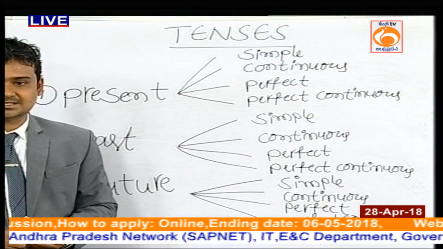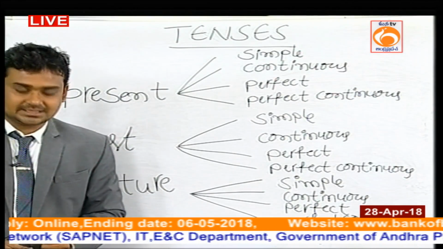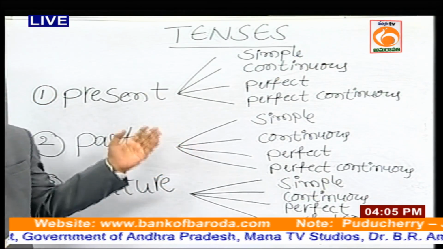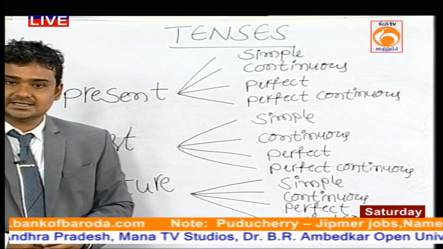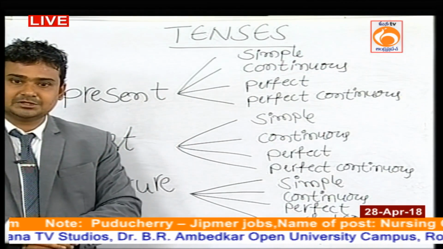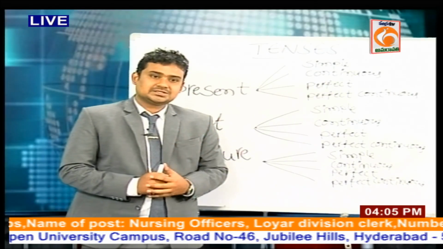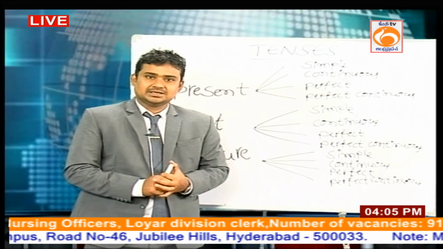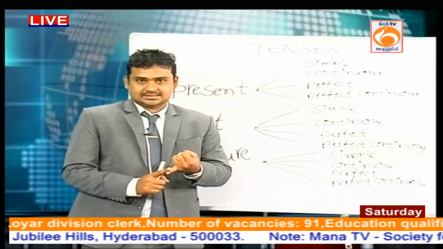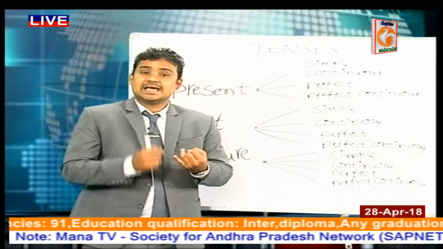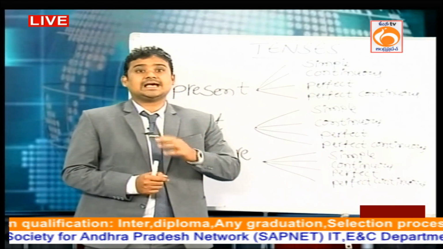What is the first subcategory of present tense? Simple present tense. So what is simple present tense? First you have to listen to me carefully. The simple present tense denotes an action or event that happens, that is happening, that has happened and that has been happening.